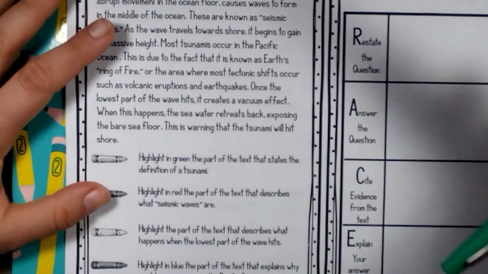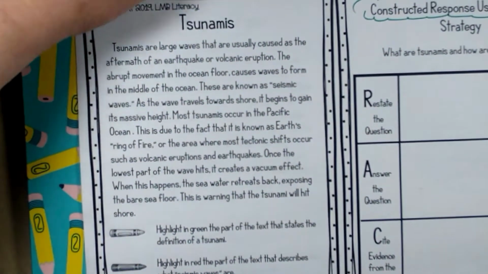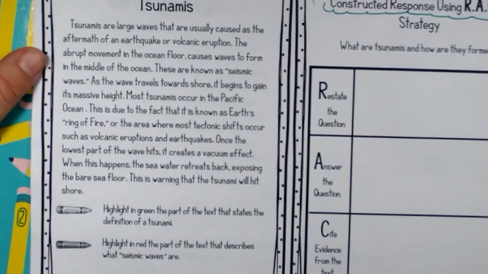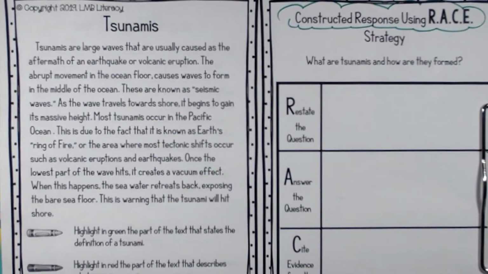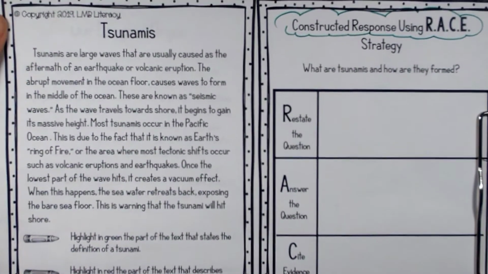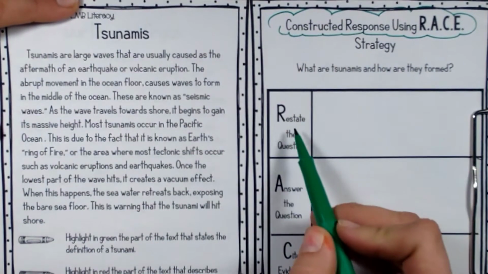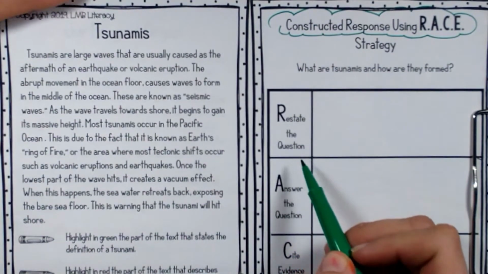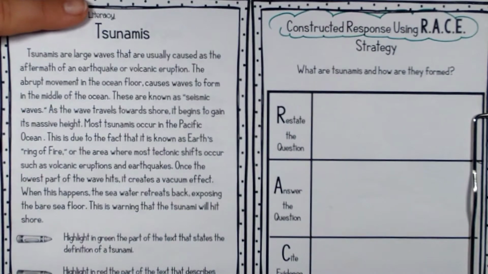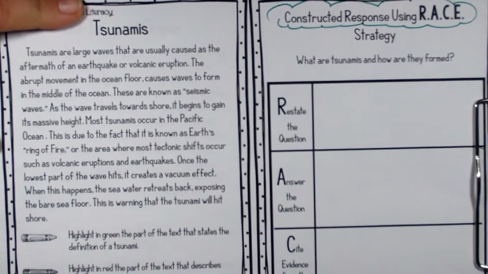So just like we do in our other activities where we highlight evidence in different colors, that's what we're going to be doing, because I like to color, and that is how we find evidence the best, and using colors helps us remember things much better. So the first thing that we're going to do is restate the question. When we restate a question, we are saying the question in a sentence form.